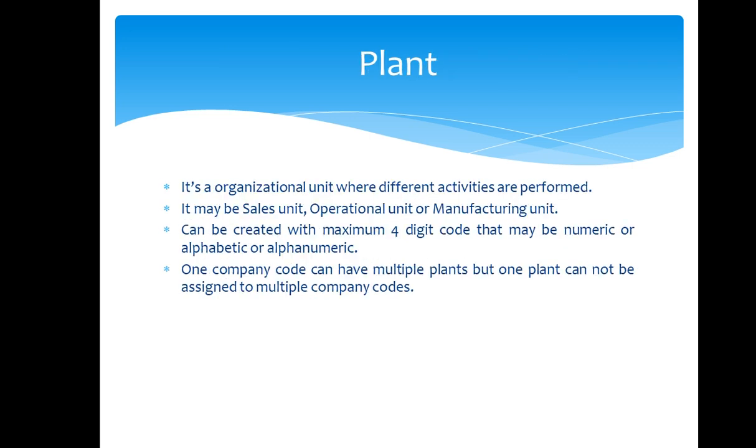Next organization unit is a plant. Plant is an organization unit where different activities are performed. For sales department, it may be a sales unit where material storing activity and distribution activity to the customers are performed. For MM, it may be an operational unit where material flow, purchasing and other relevant activities are performed. For PP, production planning, it may be a production or manufacturing unit where materials are manufactured or produced.